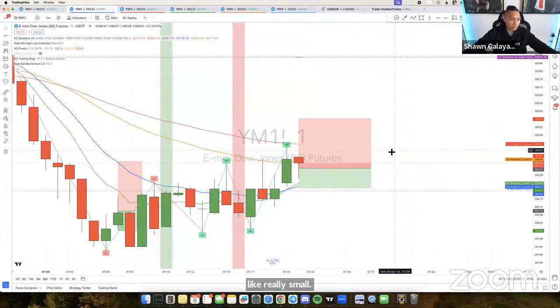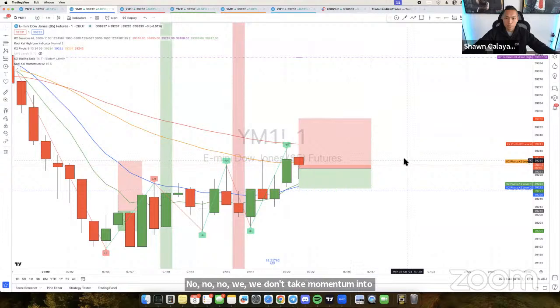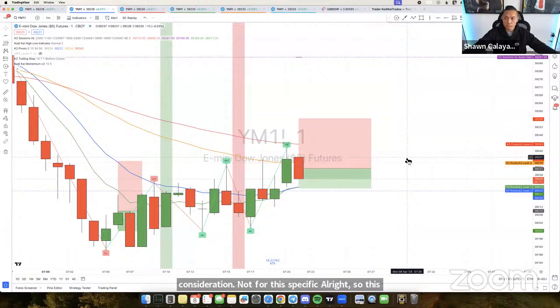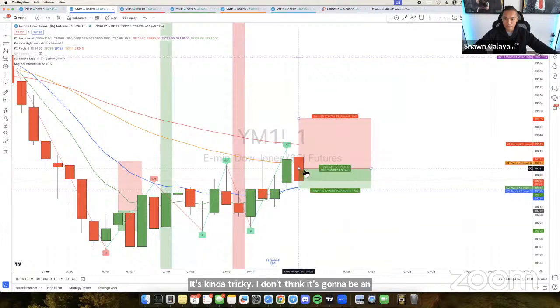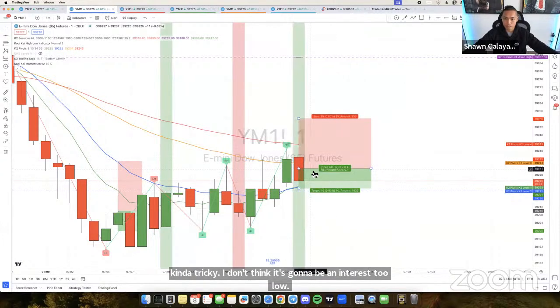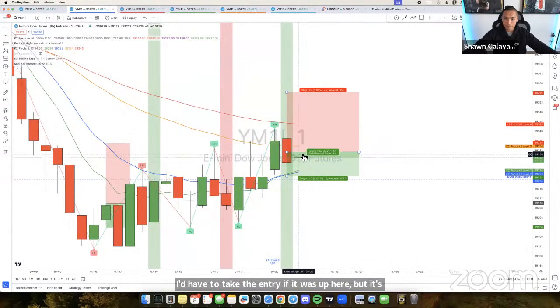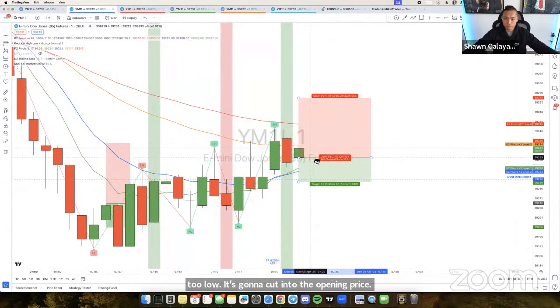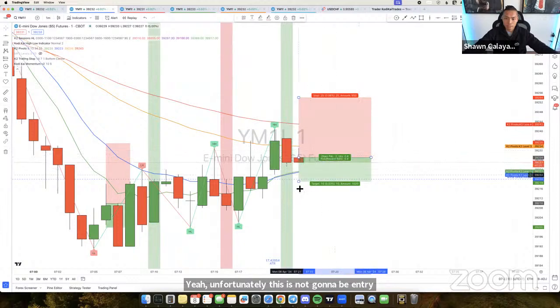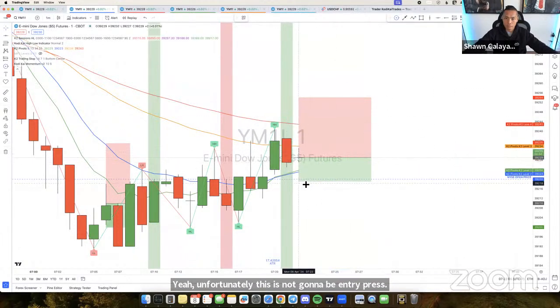No, Daniel, we don't take momentum into consideration, not for this specific strategy. All right, so this might be an entry right here for the CB guys. It's kind of tricky. No, I don't think it's going to be an entry. It's too low. I'd have to take the entry if it was up here, but it's too low. It's going to cut into the opening price, and this is a red flag. I don't want to get caught in manipulation down here.